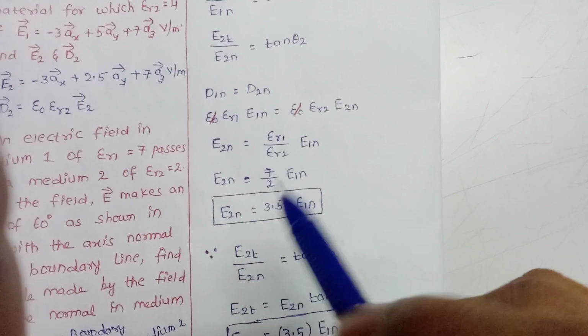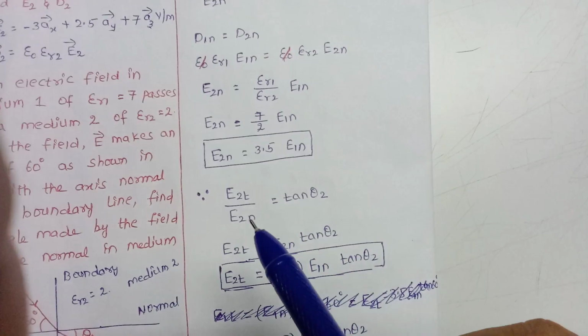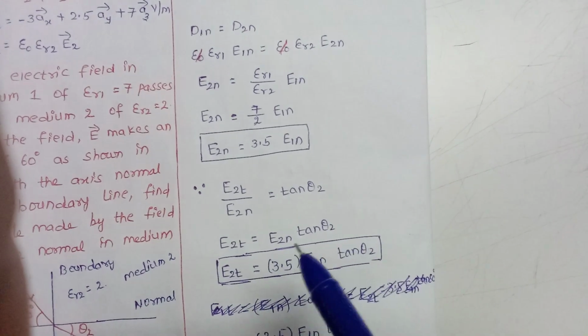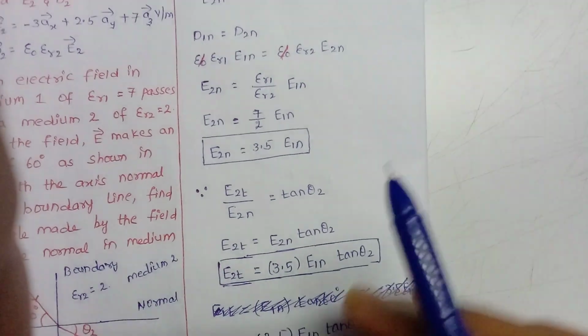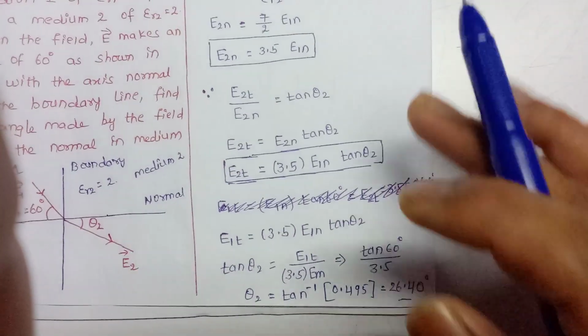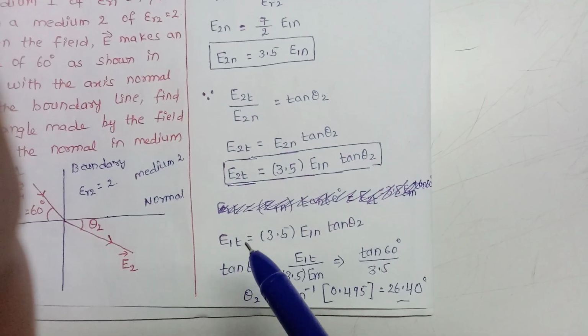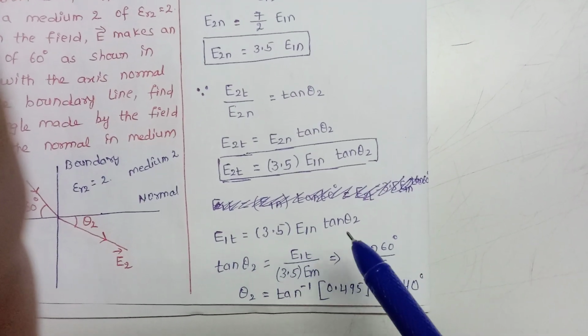Then I am going to substitute this value here. Since E2t upon E2n is equal to tan theta 2, E2t can be written as E2n tan theta 2. E2n is what? 3.5 times E1n. Since this is a dielectric to dielectric boundary condition, we can write E2t as E1t. Is it clear? Then these two are equal. E1t is equal to 3.5 times E1n tan theta 2.